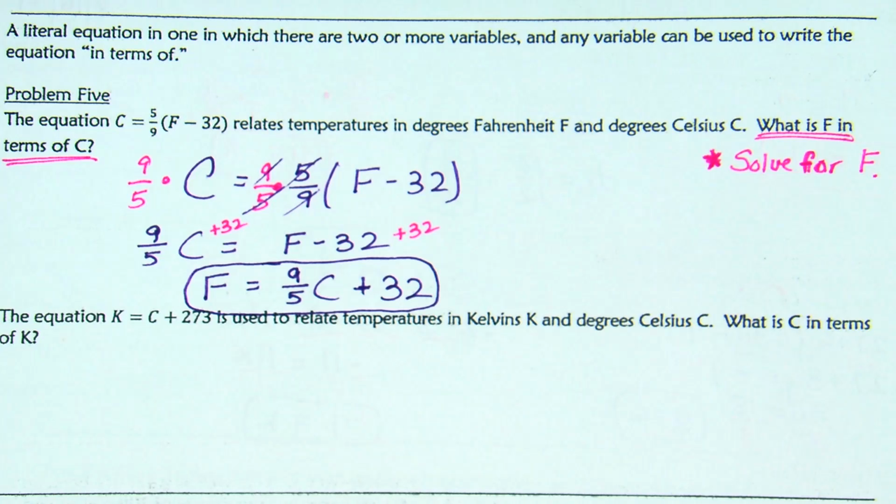Now, my equation, K equals C plus 273. Zoomed out a little bit too far. But you don't have to even worry about what Kelvin means at this point. It's just a letter. Isn't zero like non-existent? Something like that. There's no absolute. Okay. How do I solve for C?